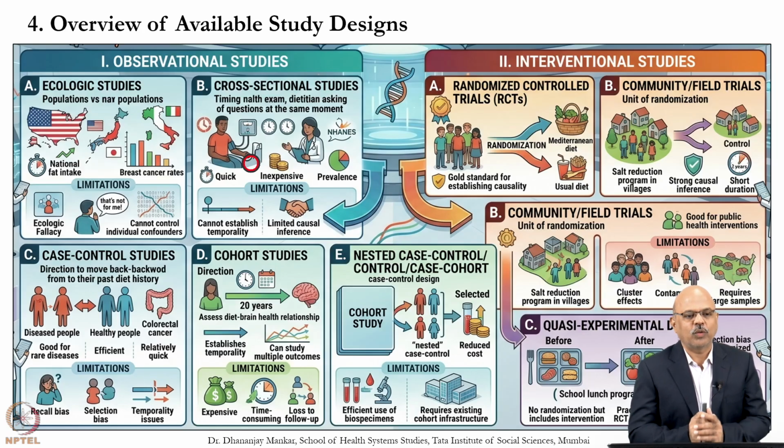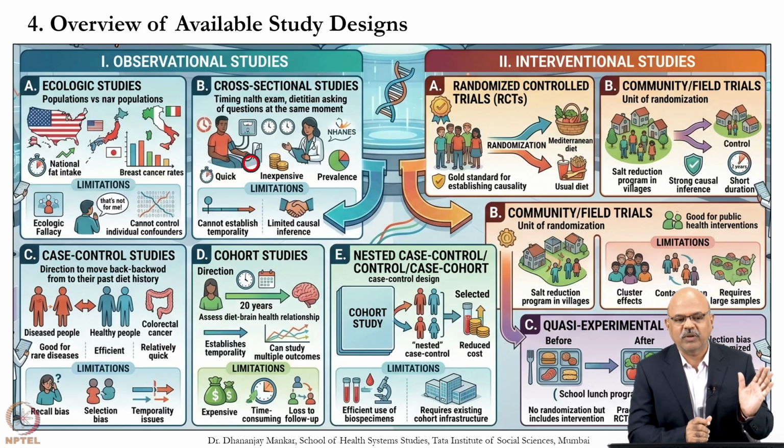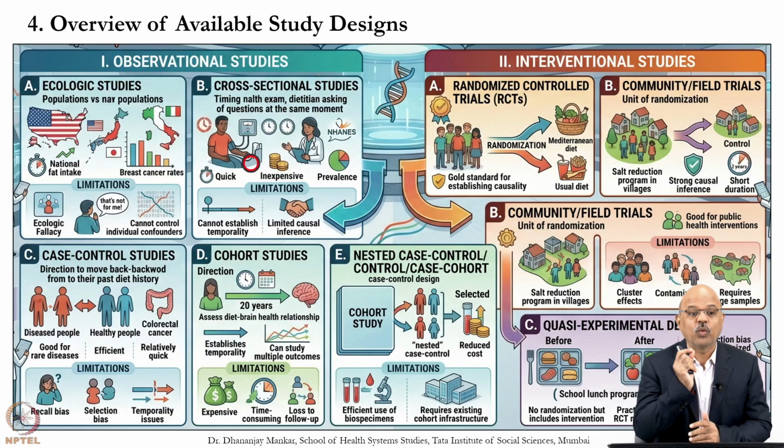Also, the case control study. A case control study looks backward, from the present to the past history. So disease person, healthy person, colorectal cancer as an example. You can say it is good for rare disease, efficient for healthy people, and relatively quick for understanding the risk. But there are a few limitations for this: recall bias, where the person needs to remember, and even selection bias, whom you are selecting. So there is a temporality issue coming over here.